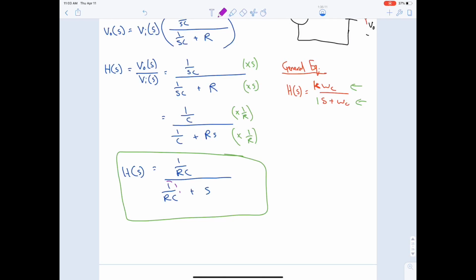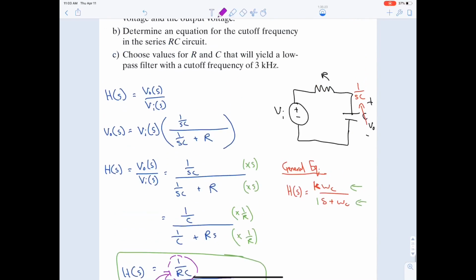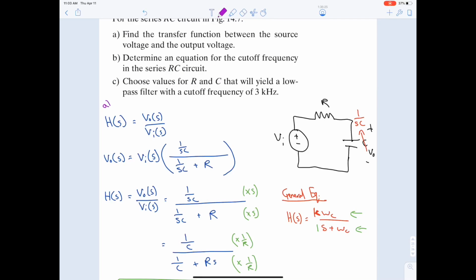Notice here that this is what? This is the omega C for the RC circuit, right? In the table, if you remember, in the previous video. Okay, so we're done with part A of the question. What is part B? Part B says determine an equation for the cutoff frequency in the series RC circuit.